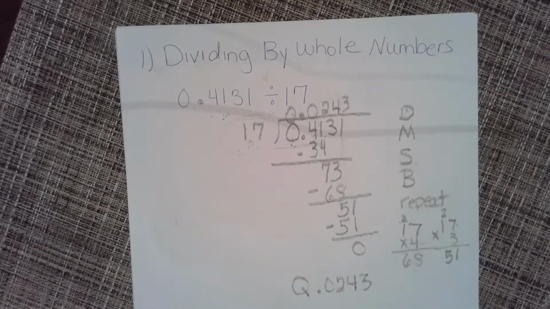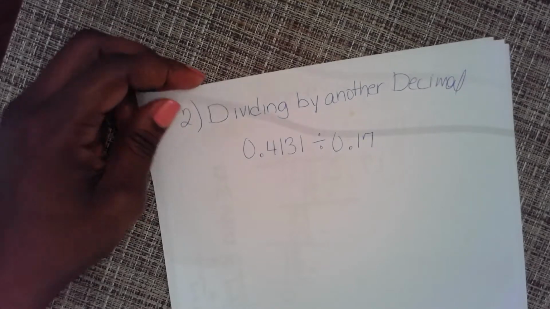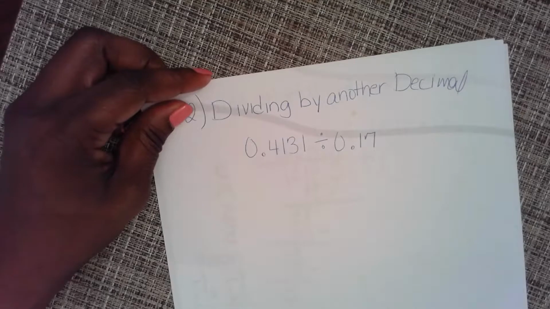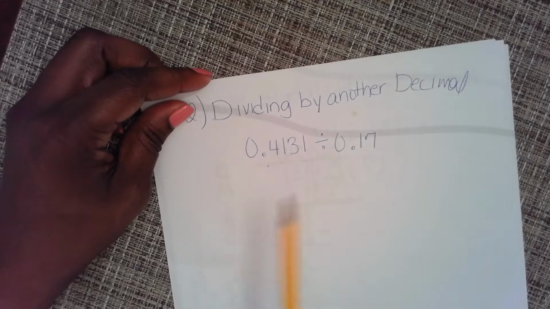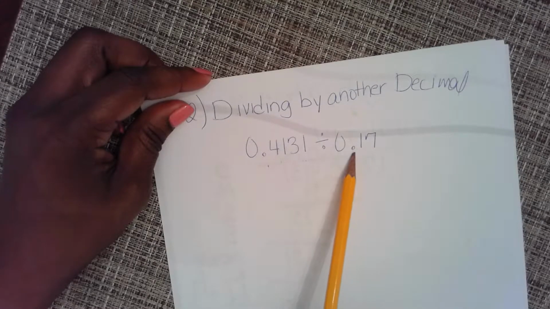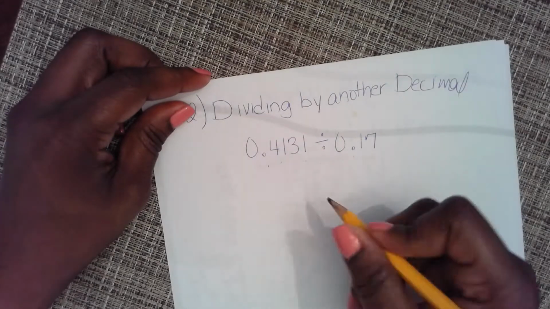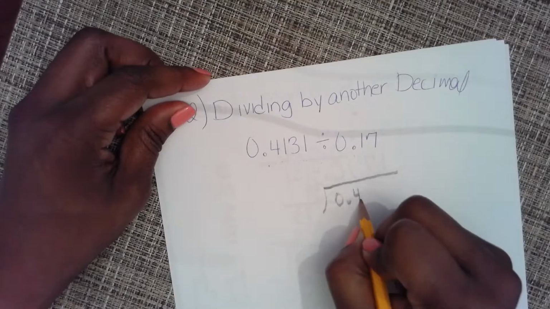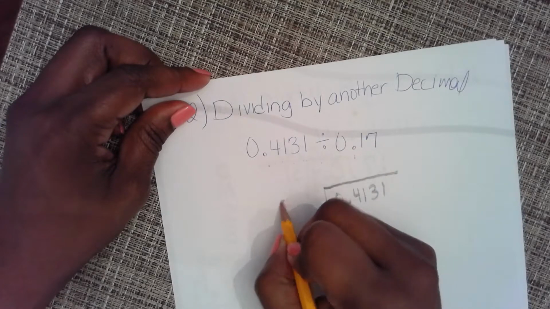Now we looked at dividing a decimal by a whole number. What would this look like if we divided a decimal by another decimal? So you still have 4,131 10,000ths divided by 17 hundredths. This is still my dividend, which means it's under the house. Let me put it under the house. This is still my divisor, which means it's outside of the house.